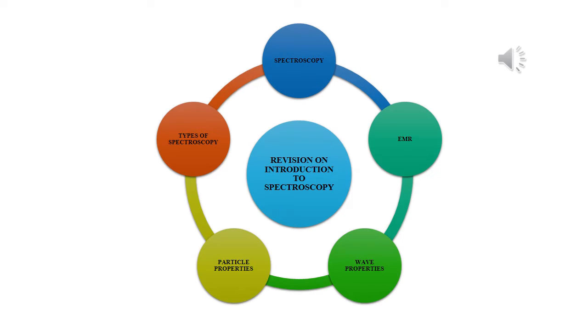Before moving on to UV visible spectroscopic analysis, first we'll revise the last class. That is some introduction to spectroscopy. What is spectroscopy? Answer for the same. And what is EMR? What are wave properties? What are particle properties? And what are the types of spectroscopy?